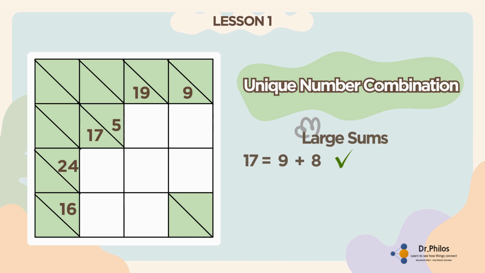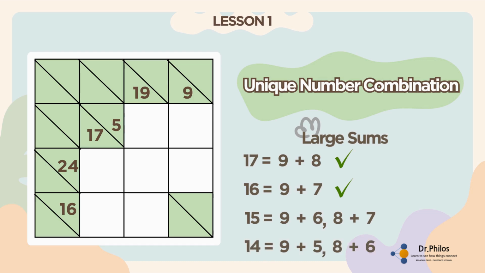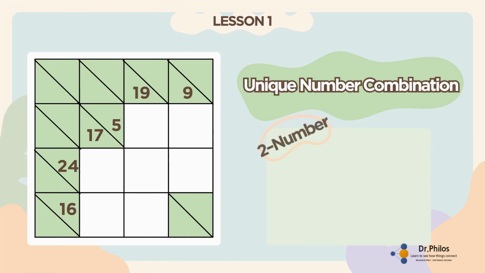And 16 is? 9 plus 7 and 8 plus 8. But you cannot use the same number twice. So it is only 9 plus 7. What if it is 15? It has 2 ways. 9 plus 6 and 8 plus 7. 14 also has 2 ways. 9 plus 5 and 8 plus 6. So, the unique number combinations made of 2 numbers are 3, 4, 16, and 17.